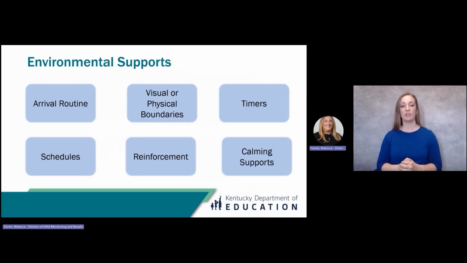Over the next few minutes, we'll focus on 6 environmental supports that special education teachers can implement across settings to help students be successful. These supports include a structured arrival routine, creating boundaries, implementing timers, having a structured and visible schedule, using reinforcement, and creating individual calming spaces.